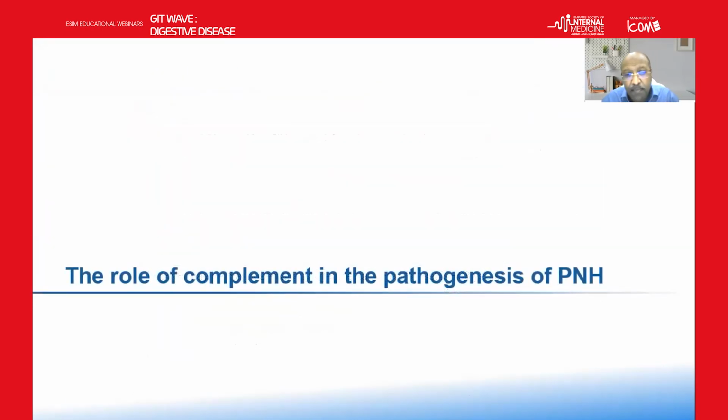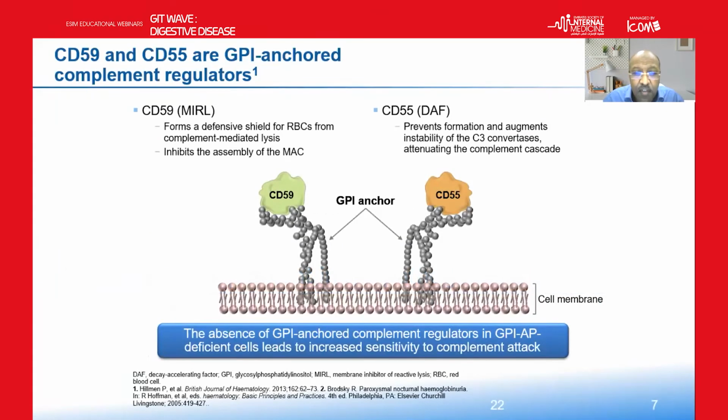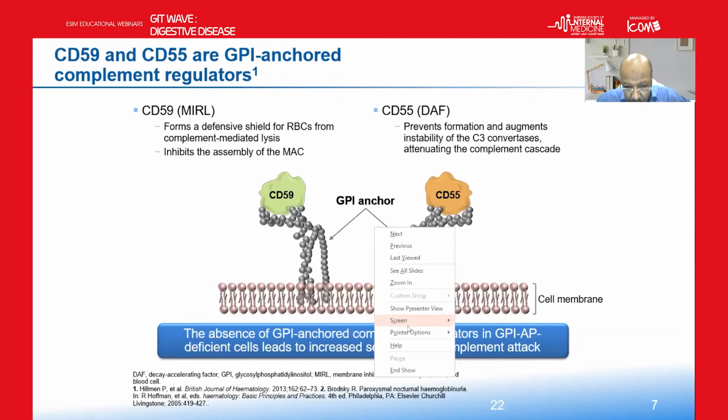In the next part of my presentation, I'm going to talk about the role of complement in the pathogenesis of PNH, because this is important. If you look at the surface of the blood cells, from the stem cells to red cells, white cells, and platelets, they have an important molecule on the surface of their cell membrane, as you could see here. Let me put the pointer.